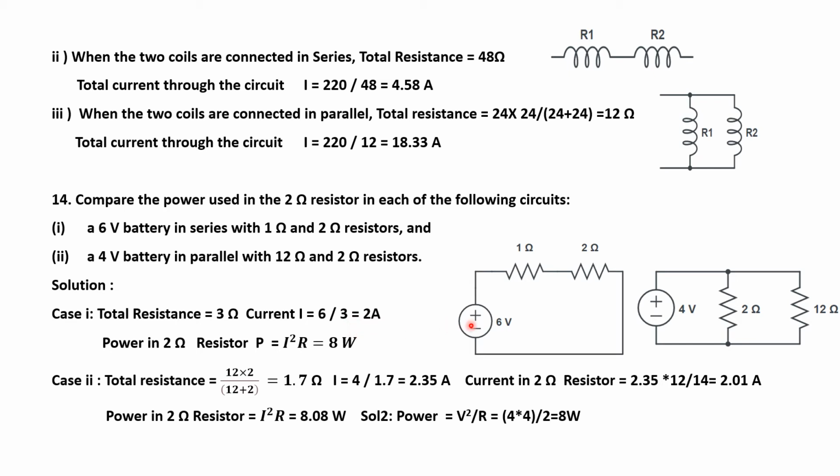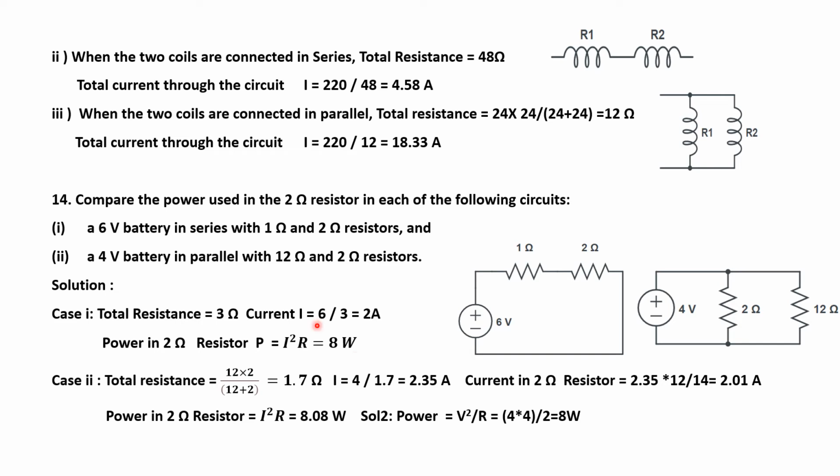So this 2 amps is going to flow through the circuit throughout, since in a series circuit, the current is same throughout. So we get the power consumed by 2 ohms resistor to be P is equal to I squared R, which is equal to 8 watts.